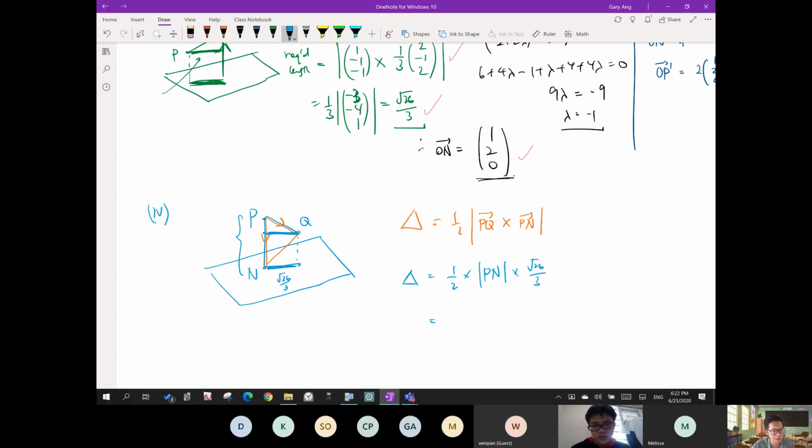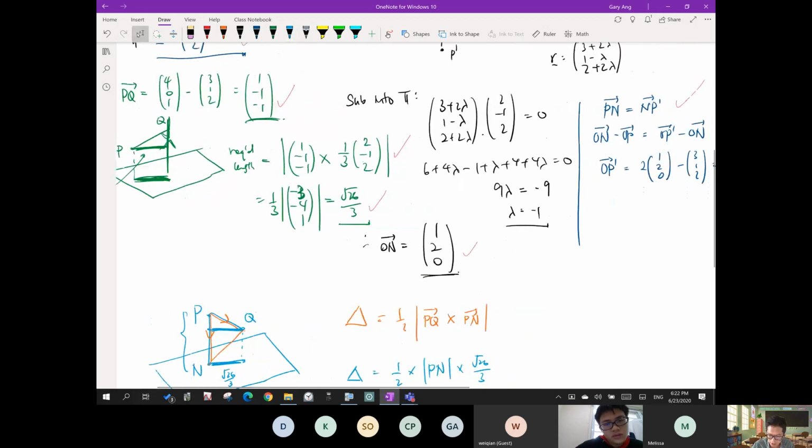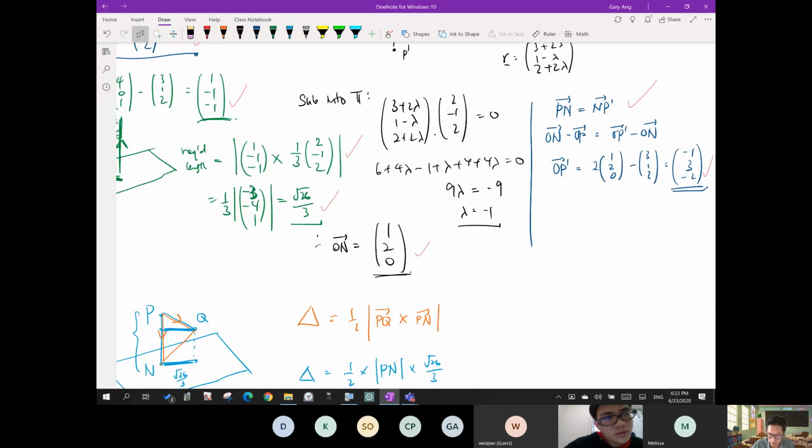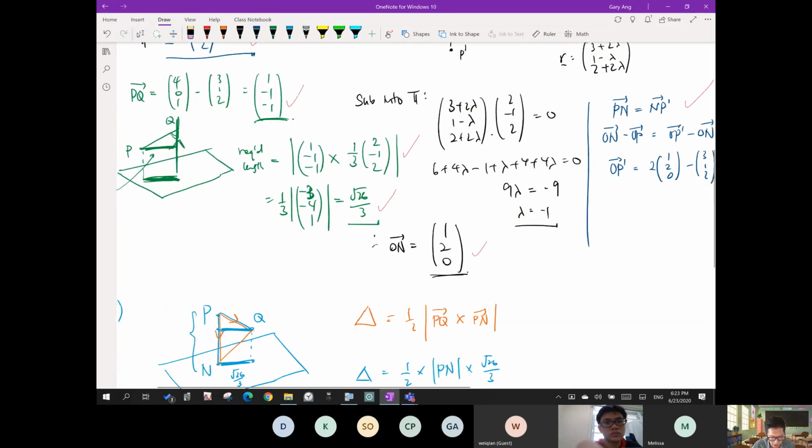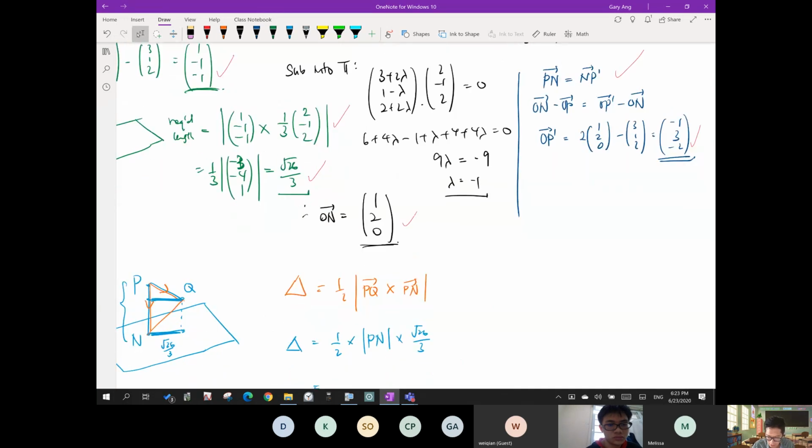So what is this PN thingy? Do we have it ready? Let me see. PN. Unfortunately, just now I didn't work it out. I should have just worked it out. So it's ON minus OP. Where's my ON? ON is this one, 120, and OP is this one. ON minus OP. Yes, okay, correct. Otherwise I scroll up and down. So this is going to give minus 2, 1, minus 2.